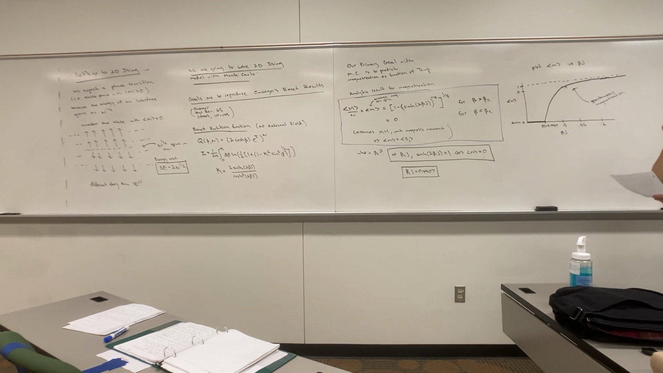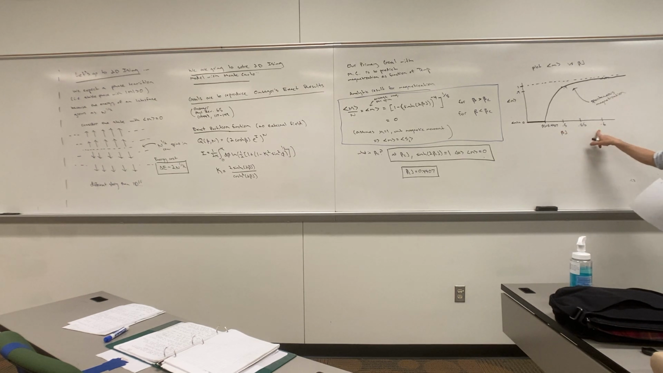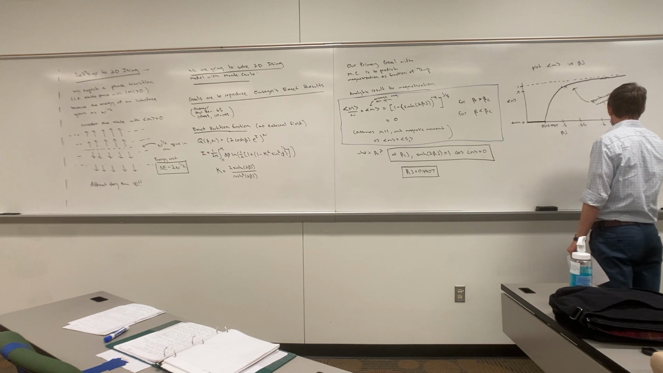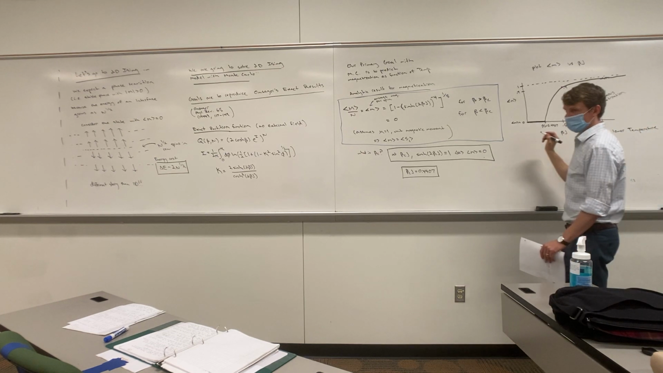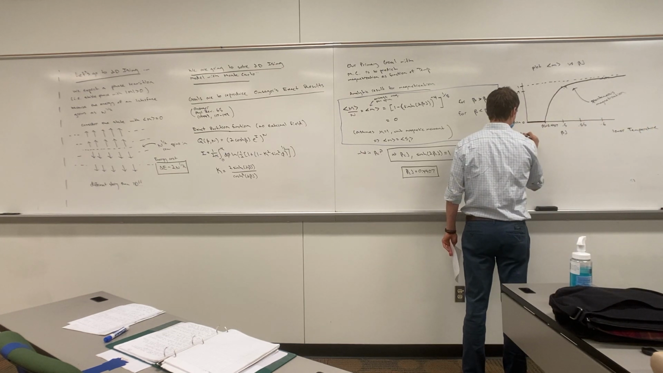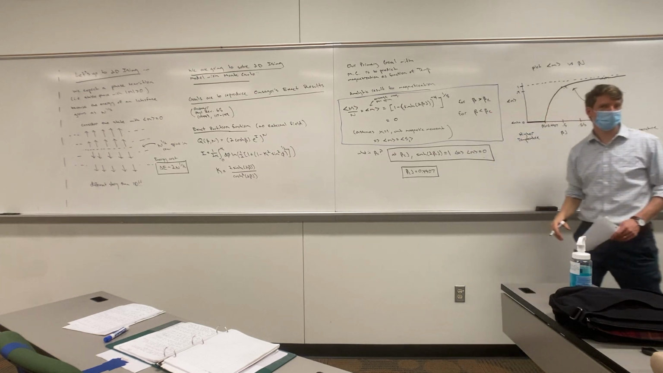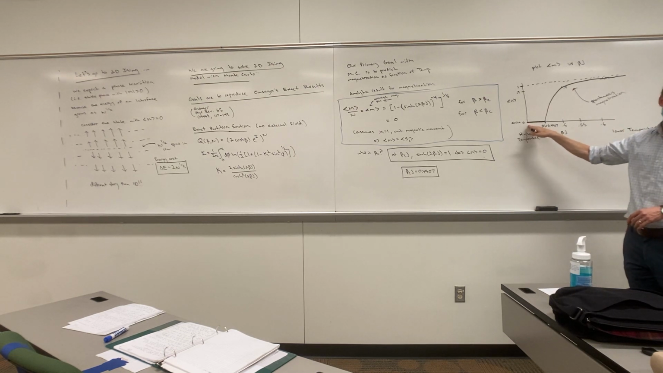Note that large beta is low temperature. That's a little confusing, so let me write that on the graph. This is lower temperature, and this over here is higher temperature. That's important to realize: temperature is inverse with beta. So low temperature is over here, high temperature is over here.